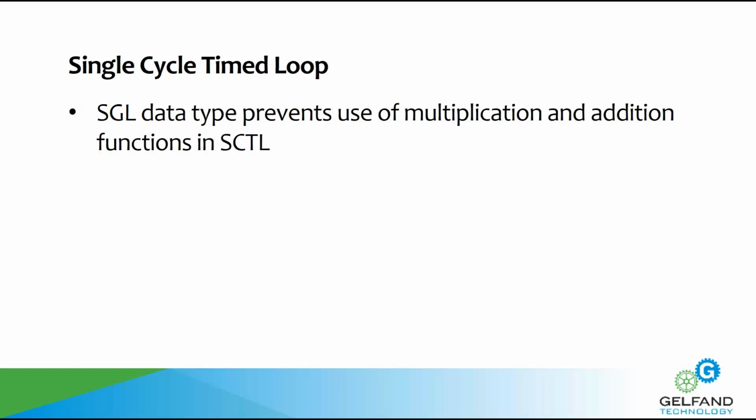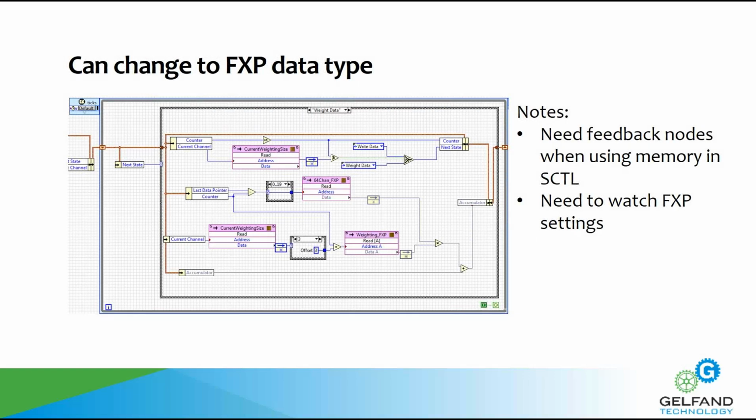The multiplication and addition functions that I was using don't work. So the solution there is we can change this to the FXP, or the fixed point data type. And here I switched all my memory registers over, but ran into some other problems with my fixed point settings. My weighting array can be a relatively small value all the way up to 1.0 as my weighting factor.